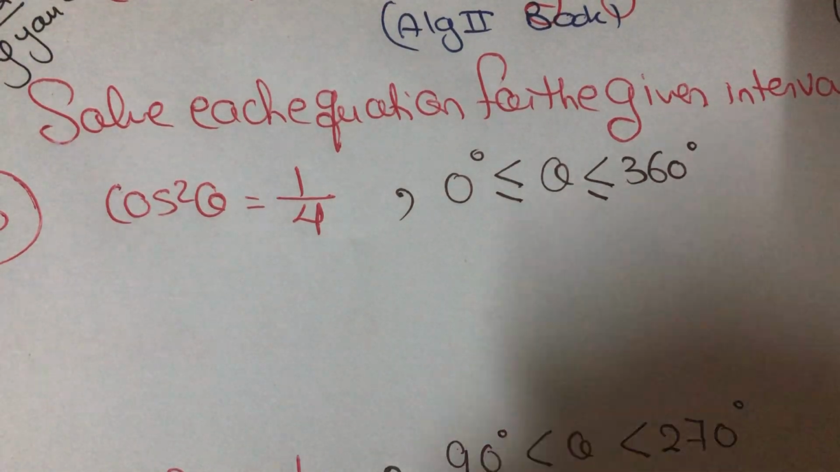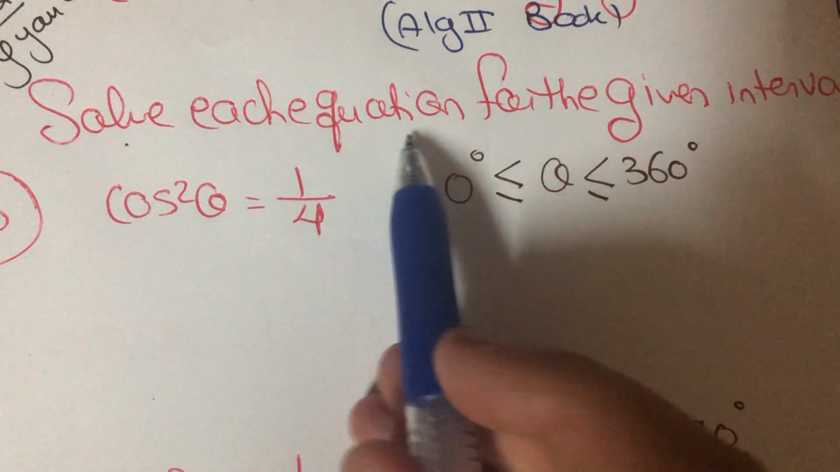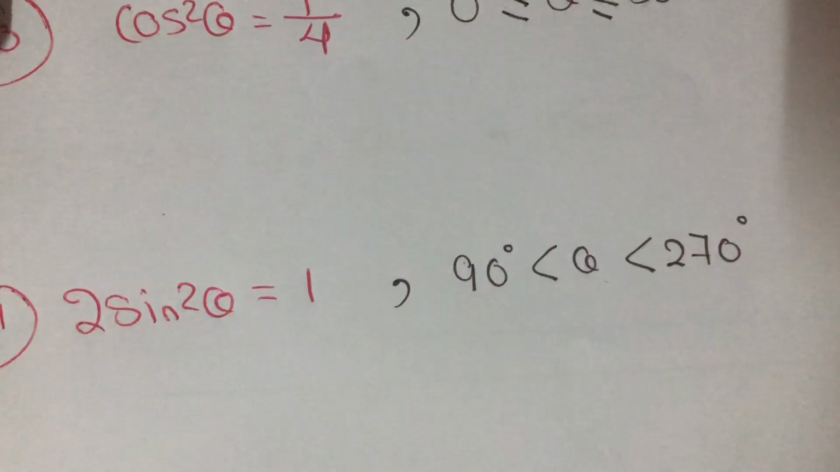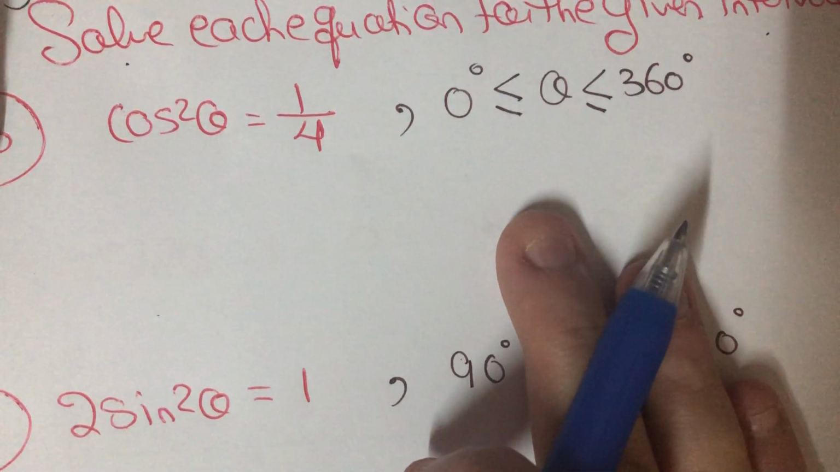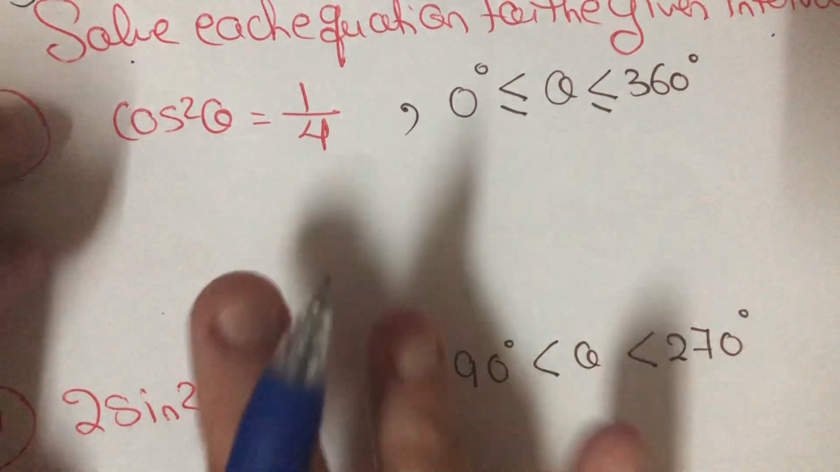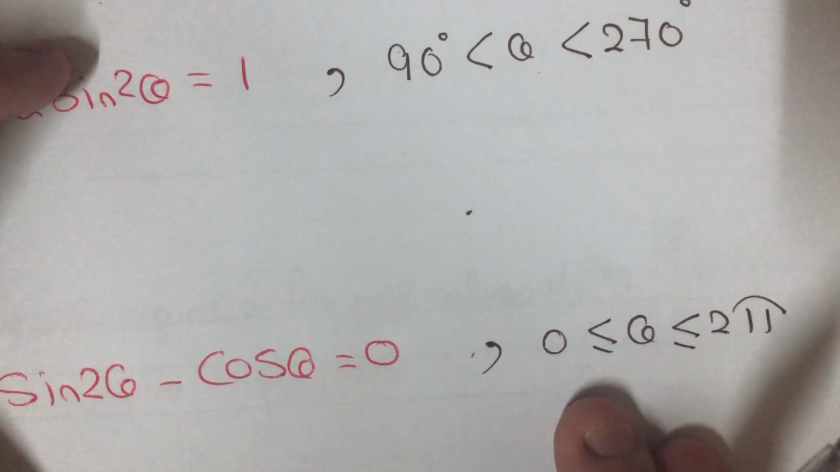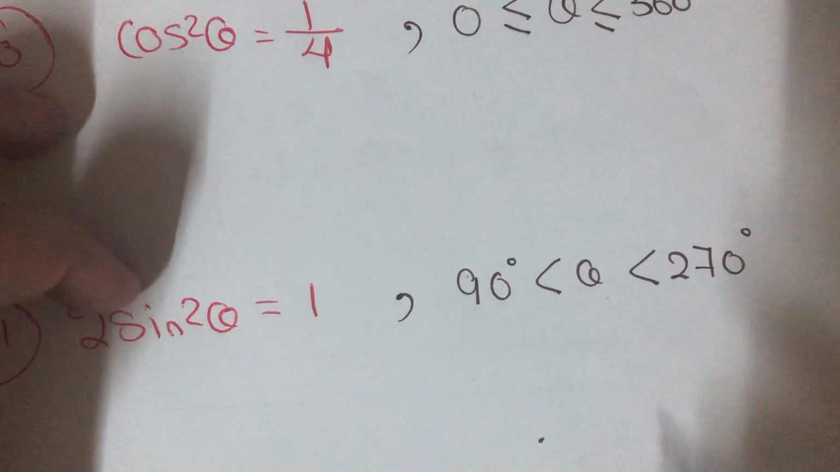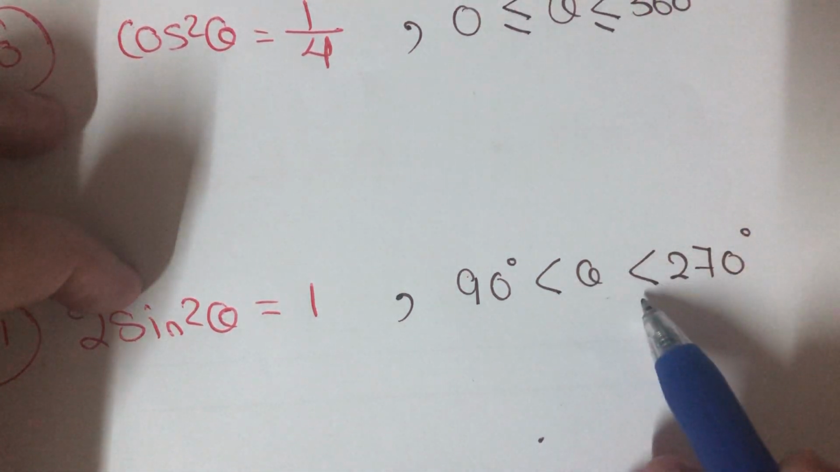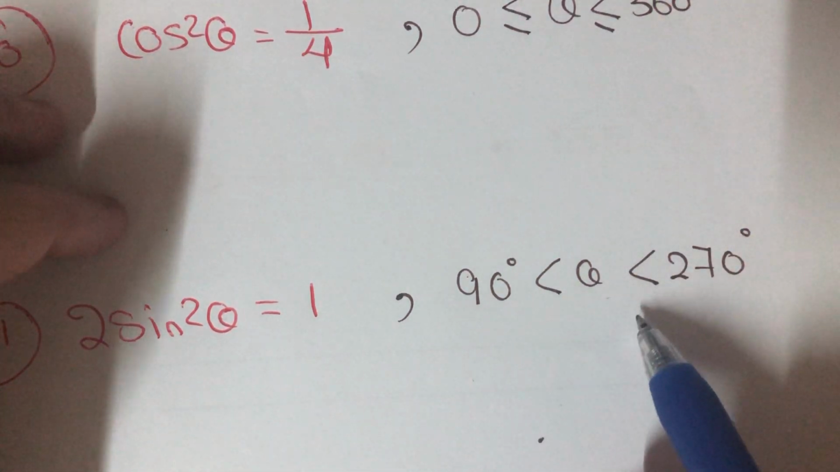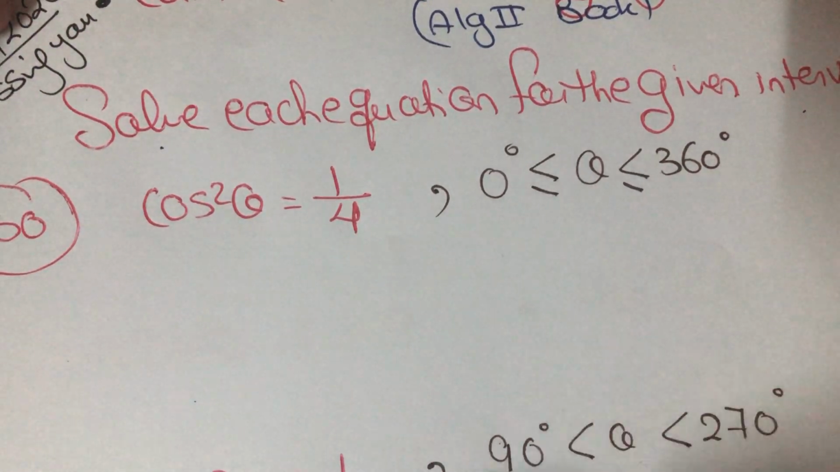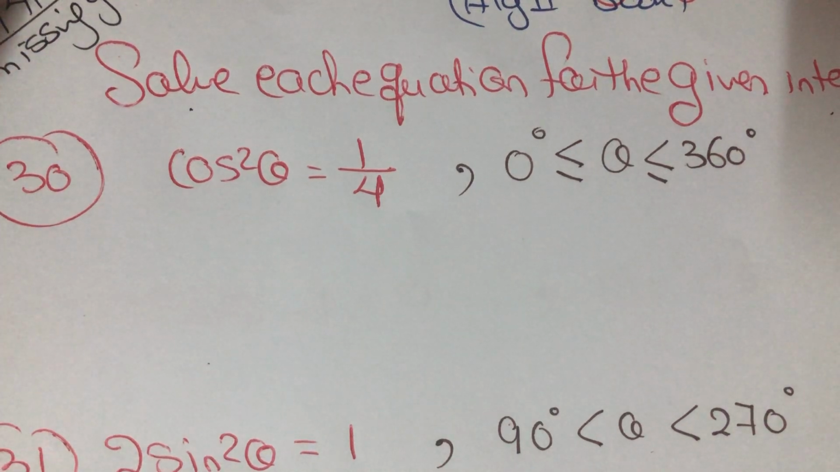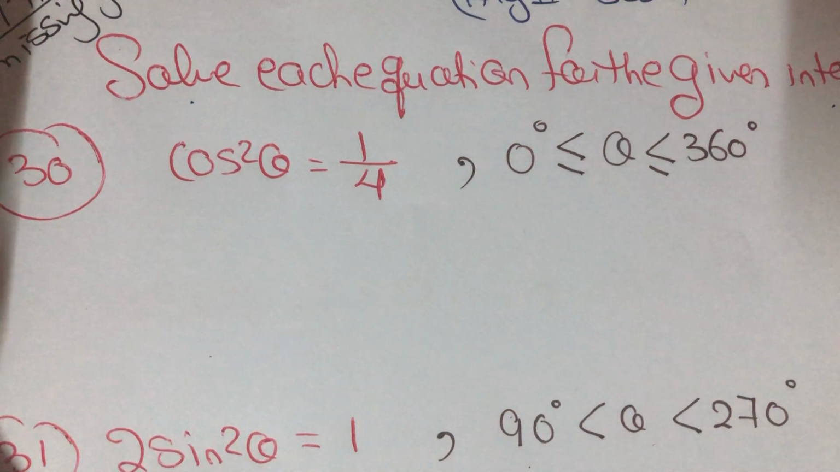The first question said solve each equation for the given interval. That means they've given me an interval, as you can see. If the interval is in degrees, your answers are expected to be in degrees. If your interval is in radians, your answers are expected to be in radians. You have to watch out whether the 90 is included and the 270 is included or not. Here they're not included, so I cannot write them in the answers. Here 0 and 360 are included. As usual, the questions will start easier.